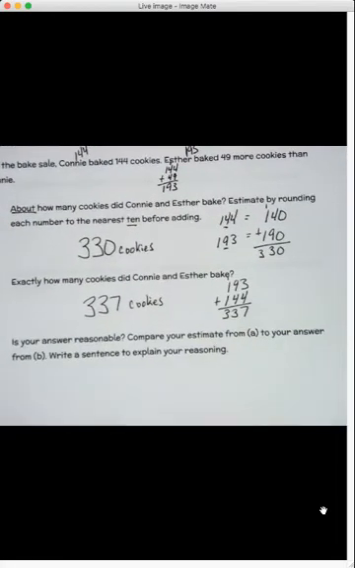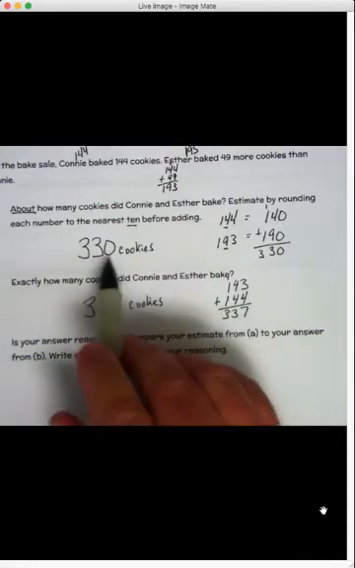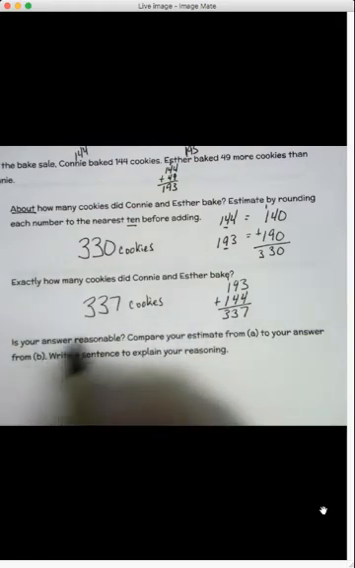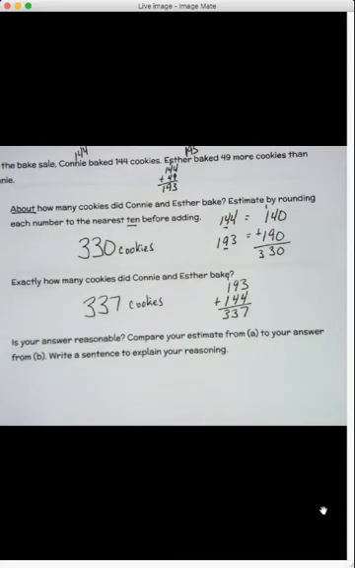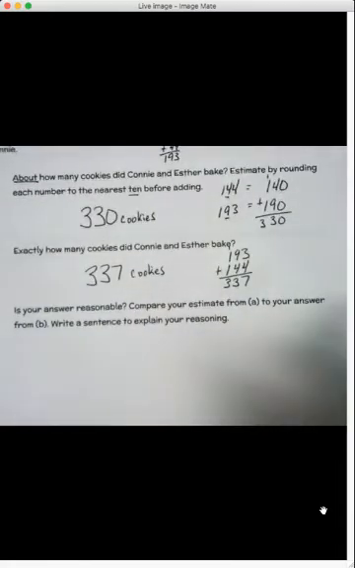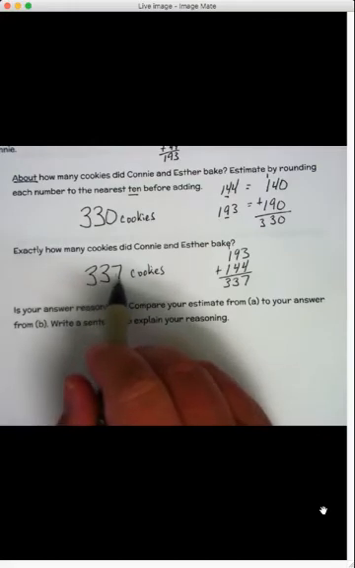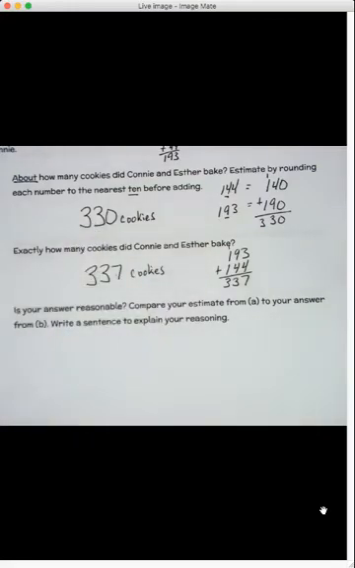But part C says, is your answer reasonable? Compare your estimate, which is this, to your answer from part B, and write a sentence to explain your reasoning. Now, what this is asking us is this. Are these numbers close together? Because if this said 579 and this said 330, would 579 be a reasonable answer? No, something went wrong if it was that far apart. But these answers are pretty close together. So write a sentence to explain our reasoning.